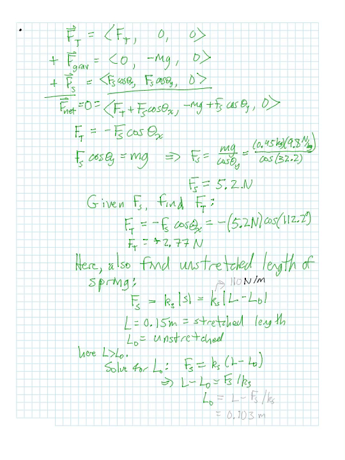Fs over Ks, and if I plug in all of the numbers we're given, I get 0.15 meters minus 5.2 over 110 newtons per meter. I get 0.103 meters, so a little over 10 centimeters, which seems, I don't know, seems reasonable to me. There we go. Let me know if you have questions.